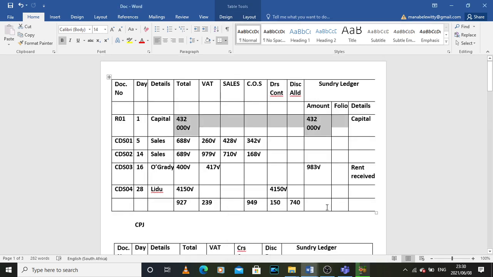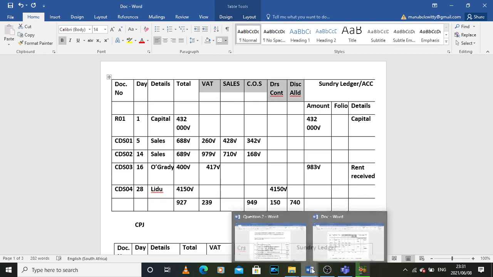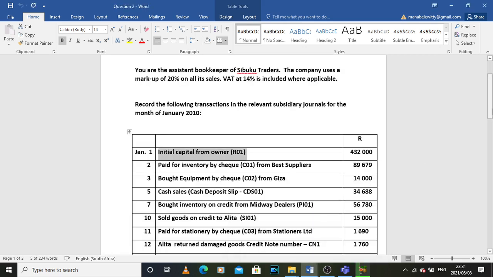Okay, I want to explain one thing. If you don't have a certain column for an amount you want to record, you go to the sundry ledger or sundry account. You record the amount, and then you specify the account that you don't have here. That's what the sundry account is meant for. You record all the transactions that you don't have accounts for in here. Hopefully you understand.